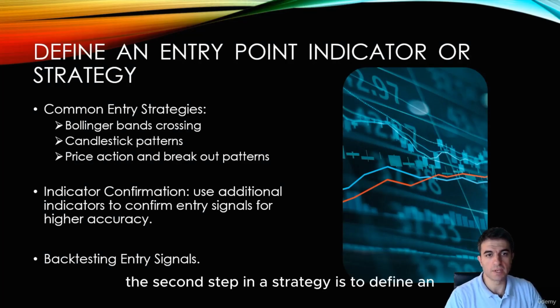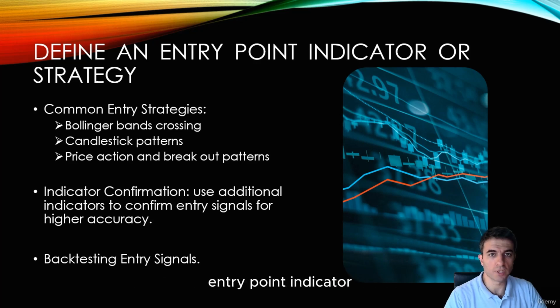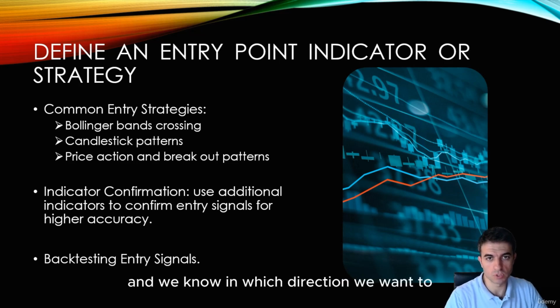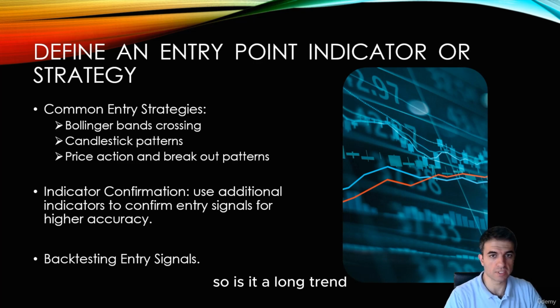The second step in a strategy is to define an entry point indicator. So we already defined the trend. We already confirmed the trend, and we know in which direction we want to go with the market. So is it a long trend, is it a short trend, and so on. But when to enter the trend, when to join the wave, when do we join the uptrend with a long position, and when do we exactly join the downtrend with a short position? So this is the second step.